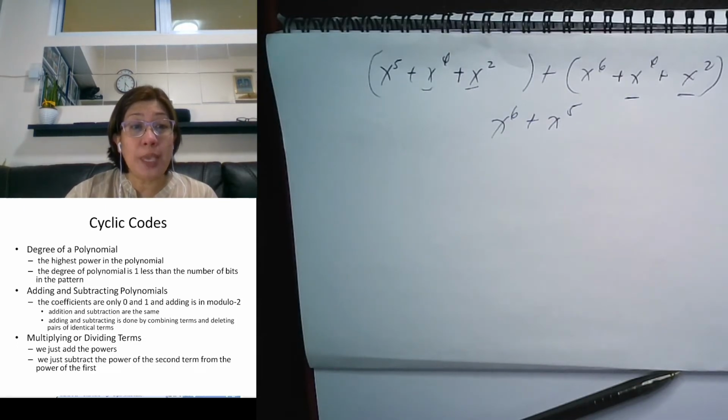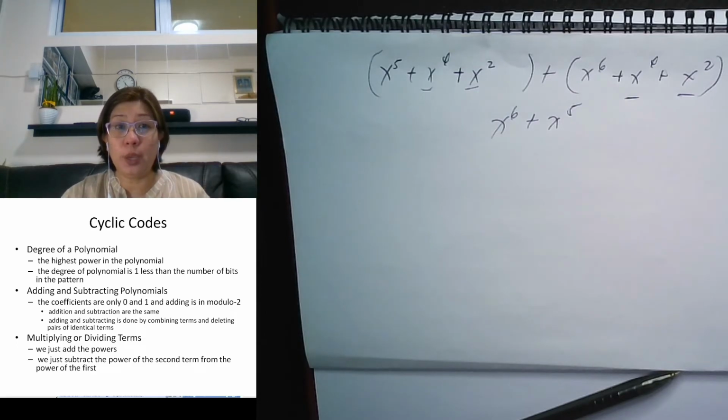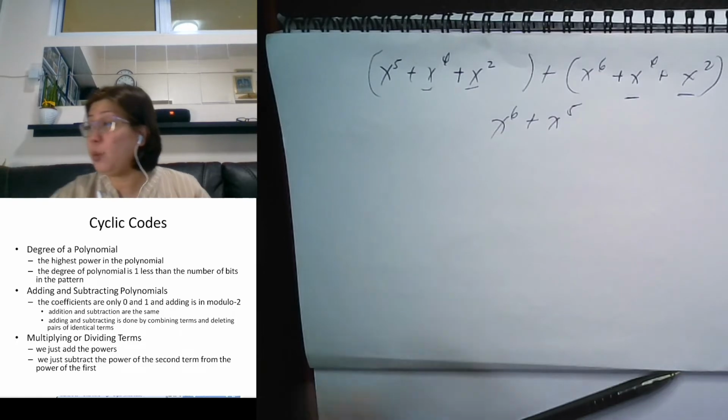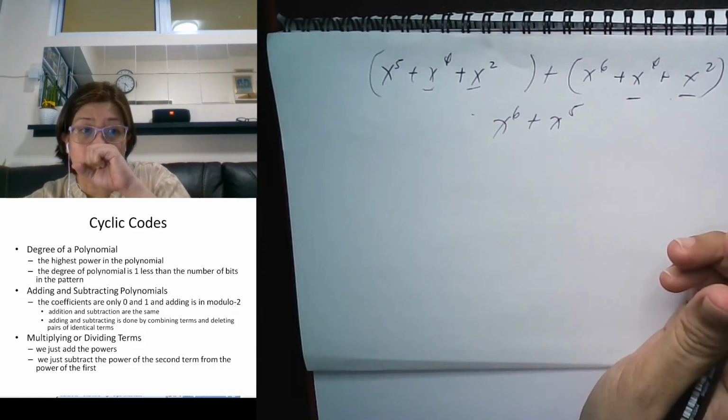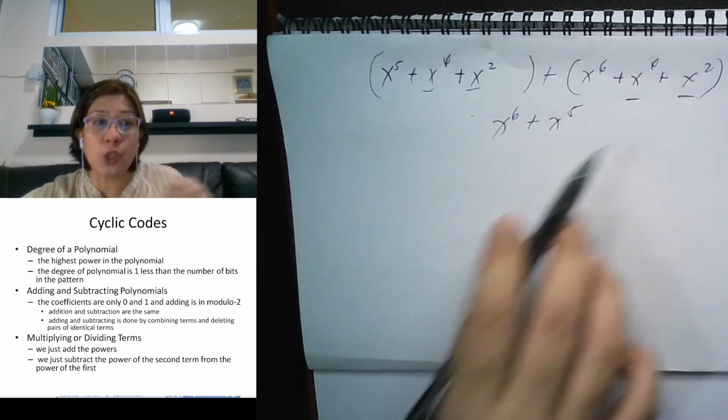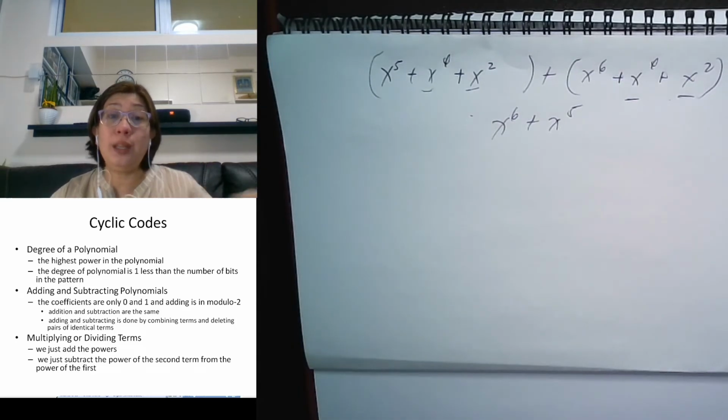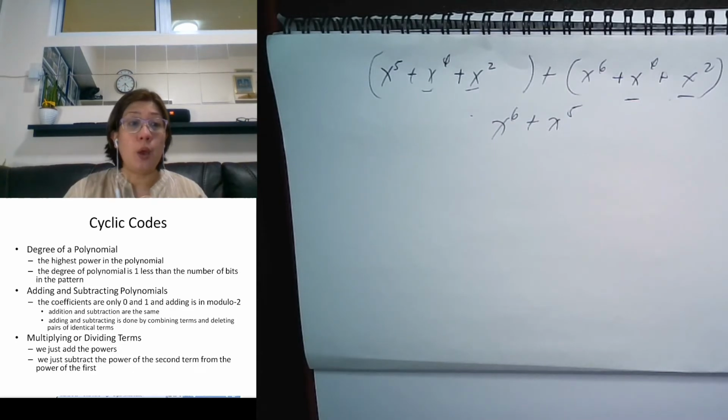However, note that if we add, for example, three polynomials, such as x squared plus x squared plus another x squared, we get x squared 3 times. So we delete a pair and keep the third one. That is how we do it.